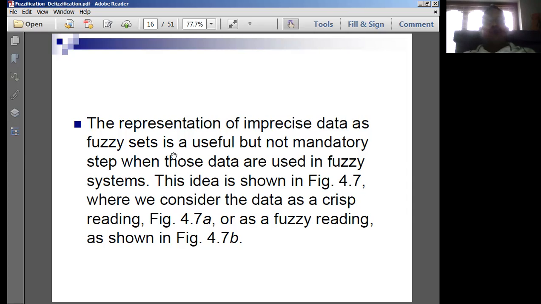So fuzzy sets are a useful but not mandatory step. In the implementation of fuzzy sets, we always deal with imprecise data, even though it may not be mandatory, but it is normally useful in the case of implementations of fuzzy sets. So the idea is shown in the figure below, of the fuzzy set and crisp set readings.